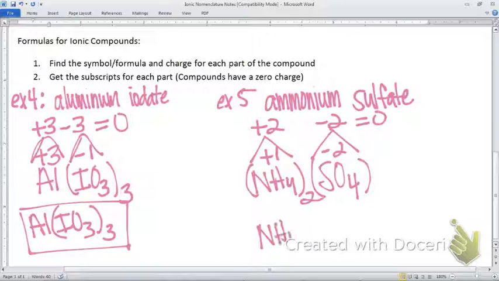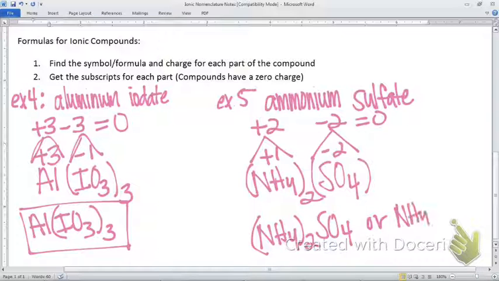It should be (NH4)2 with the 2 on the outside, and then SO4. That is one correct formula. Or you can write both polyatomic ions in parentheses.